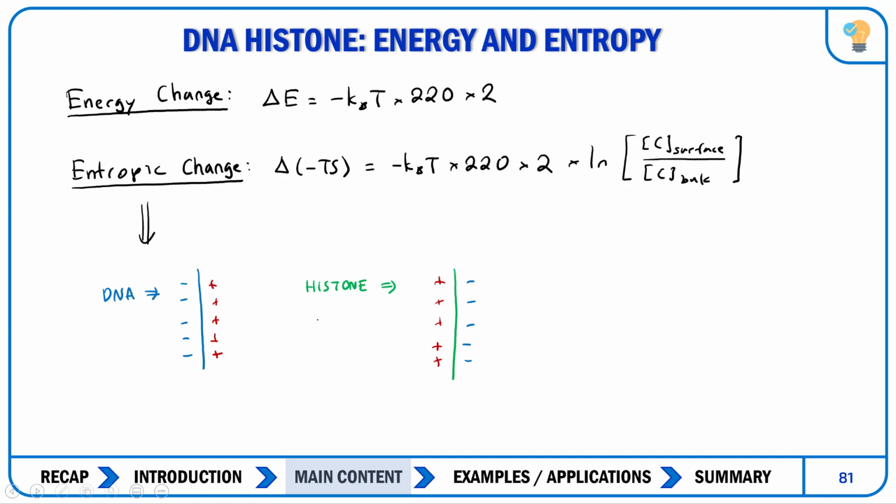When you add them together, though, so let's add DNA plus histone, you end up with your DNA histone complex. And that DNA histone complex is now going to have a bunch of positive charges on the inside, as we expected, and also a bunch of negative charges on the outside. So that would be our DNA histone complex.